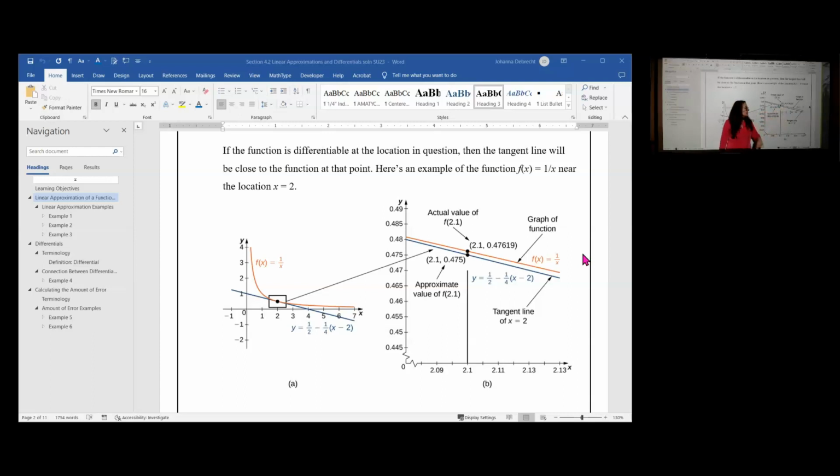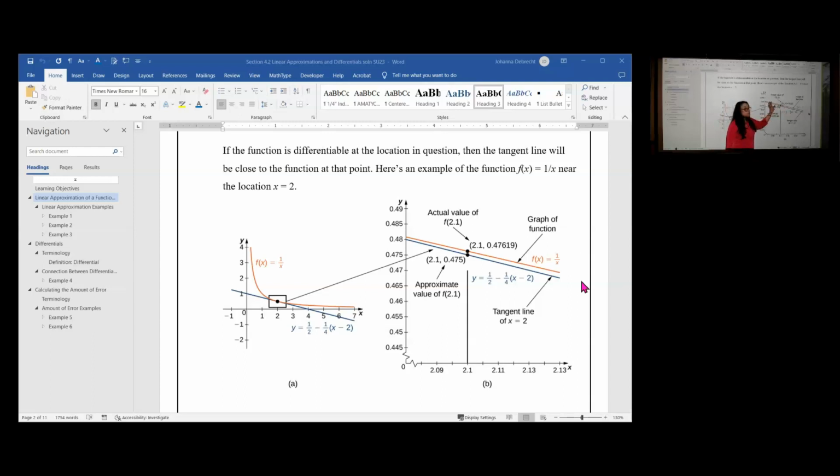Oops, I got it backward. The function in red compared to the tangent line in blue. They're very close together. Instead of taking a value that's on the actual function, I could approximate it with a value that's on the tangent line. The closer I get to 2, the better the approximation will be.